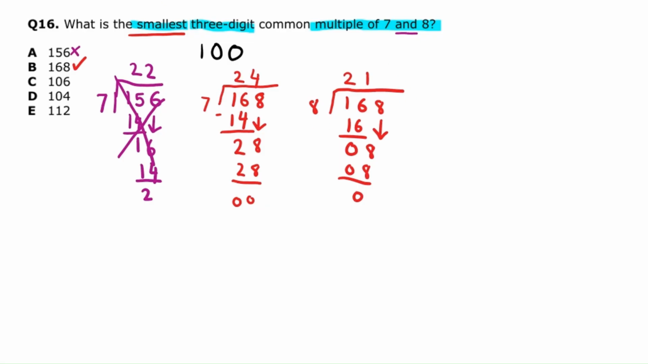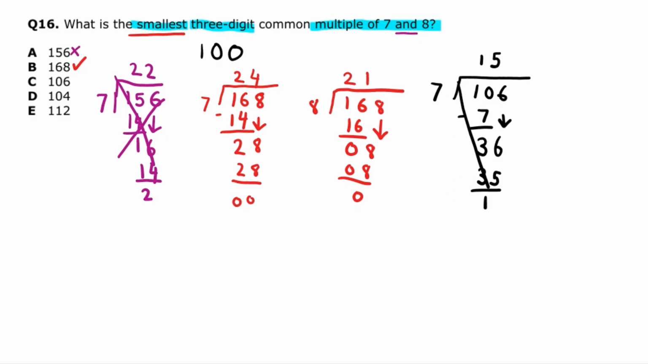Now we're going to try dividing 106 by 7 and 8. 7 times 1 equals 7. 10 minus 7 equals 3. 6 comes down, 36. 7 times 5 equals 35. And there's a remainder of 1. And 7 can't go into 1, so we know that this calculation is not possible. And if it can't be divided by 7, then we know that it's automatically not the answer.